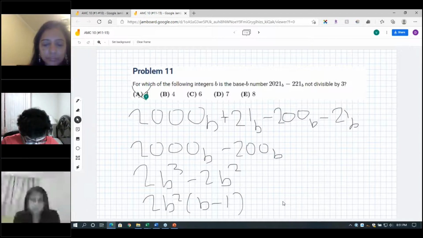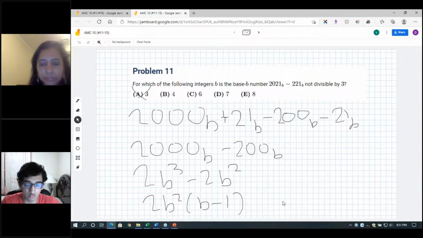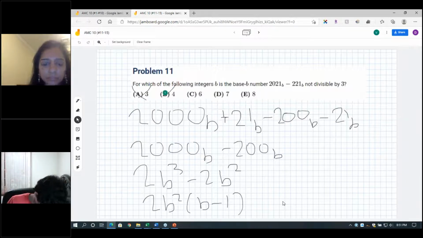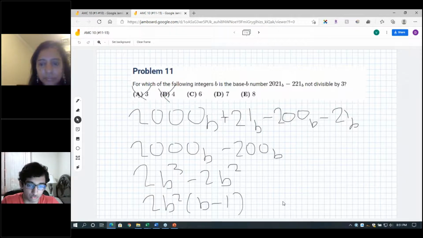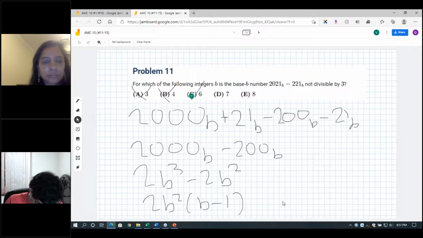If we try b equals 4, then b minus 1 is equal to 3, so that will also be divisible by 3. We have to take that out as well. Now let's try 6. Since 6 is a multiple of 3, 2b squared will also be a multiple of 3. It will be 72. So that will not work either. Now we try d, which is 7. If you put 7 into the second part of the expression, you get 7 minus 1, which is 6, and that's also divisible by 3.